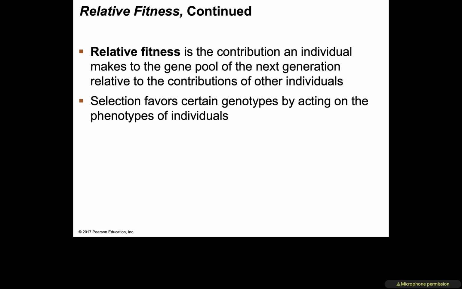So selection is going to favor certain genotypes by acting upon the phenotypes. For example, if my alleles add to the gene pool very favorable alleles for that environment, you can say that I, as an individual, have high relative fitness versus maybe my neighbor, who doesn't have such favorable alleles. His relative fitness is low in comparison to mine.